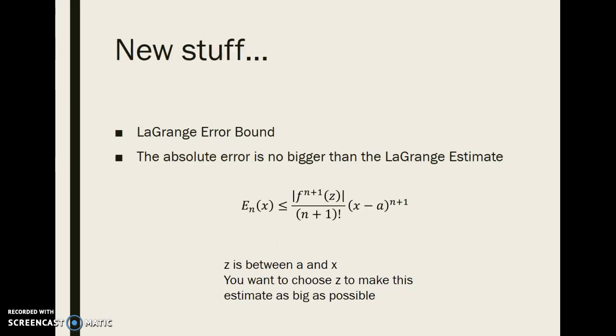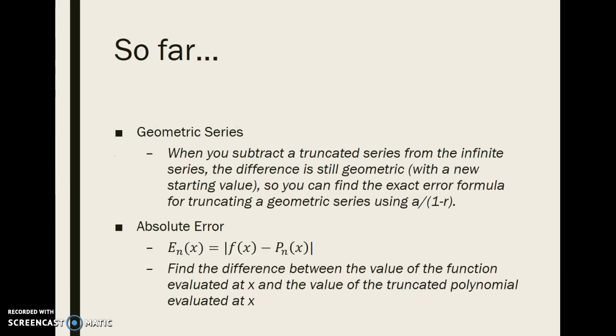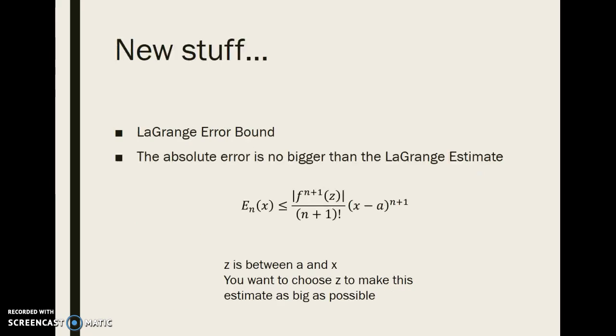New today is something called the Lagrange Error Bound. So this is saying we are going to figure out a number that our error is no bigger than. This is an estimate. It's not the exact error. If you want the exact error, you go back and do the absolute error. You subtract the polynomial from the function. But the Lagrange Error Bound is actually an easier calculation because you don't have to figure out the whole polynomial and plug in as many numbers.